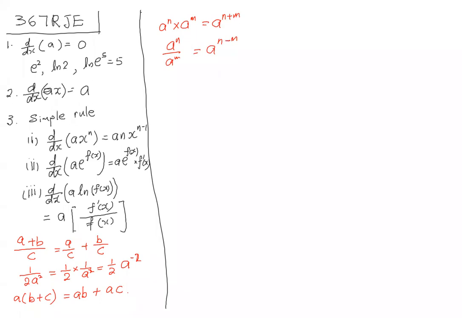So every time ask, whatever is given to me, can I use the simple rule? If I can use the simple rule, I will use the simple rule. Before you can use the simple rule, you make sure you simplify first. Are you okay? Any issue on this? So I'm trying to make the summary for you.